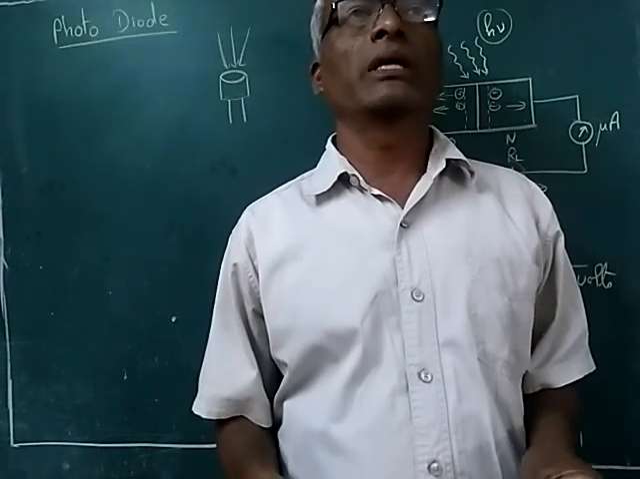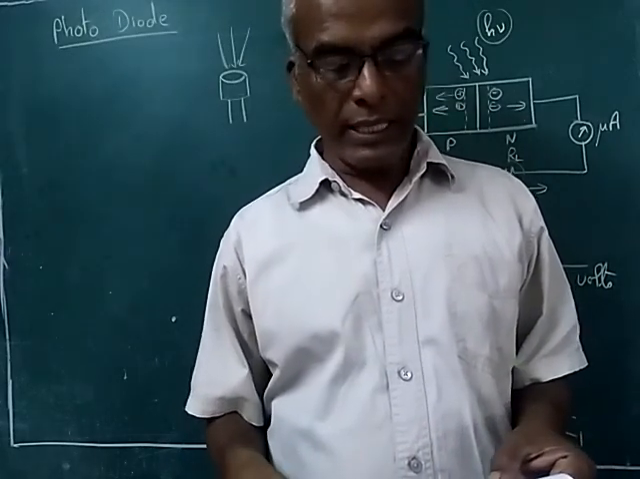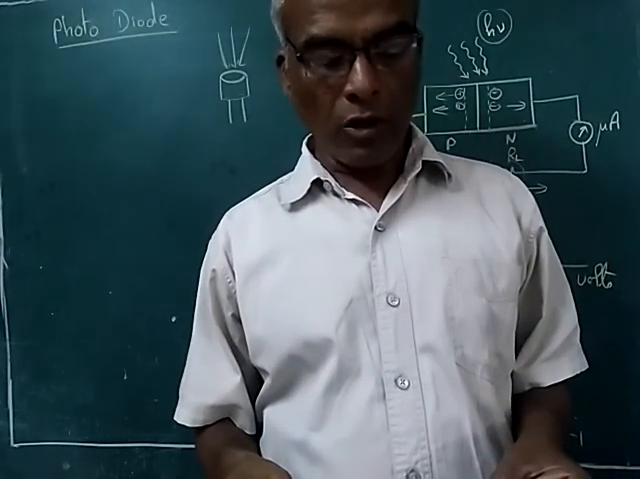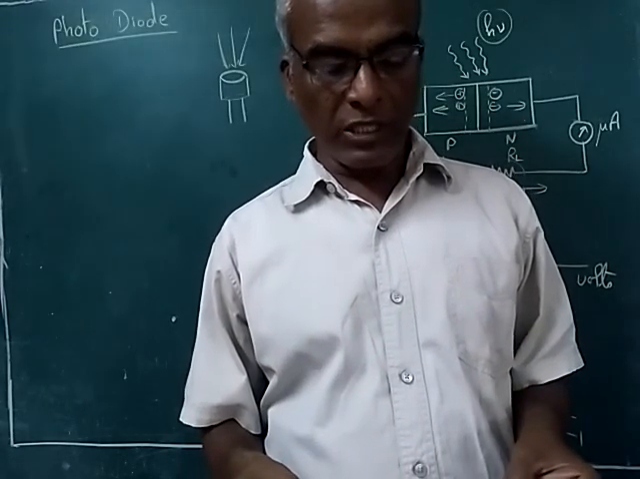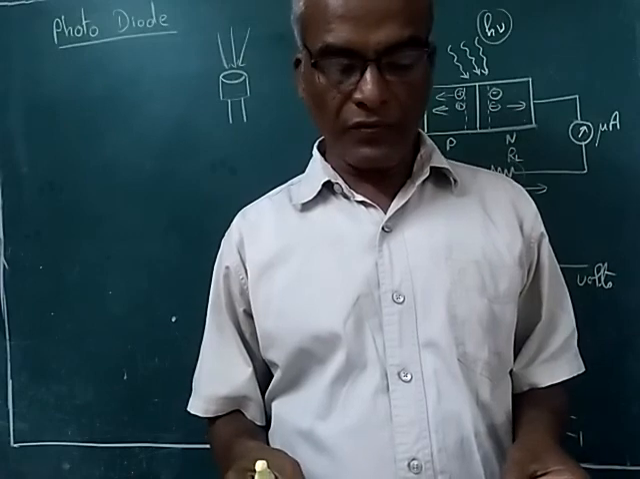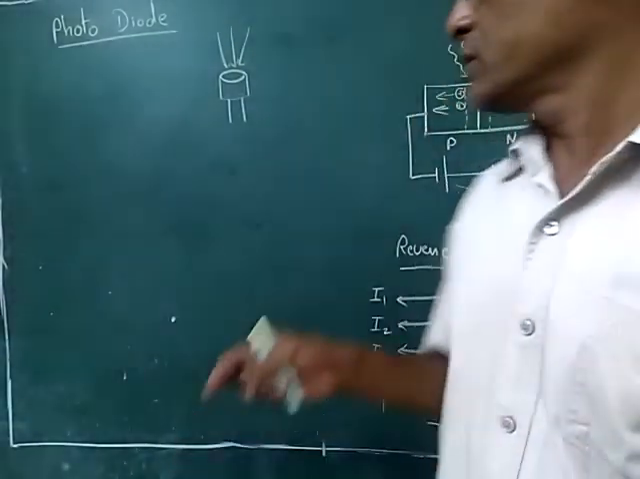So one advantage of using a photodiode is you can detect optical signals. The circuit diagram for the measurement of IV characteristics of a photodiode is shown. This is the circuit setup.